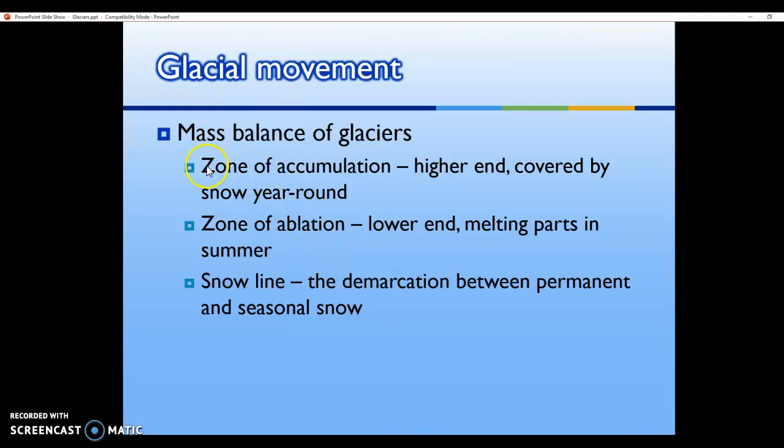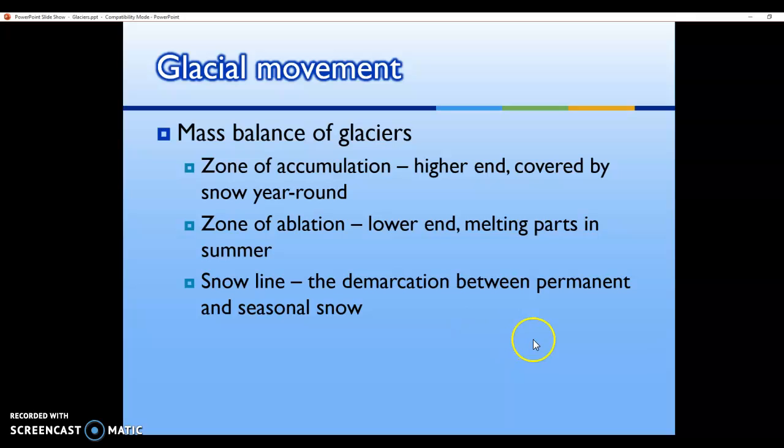Okay, and then I think these two terms, at least the first one, makes sense, the zone of accumulation. So this is the upper end of the glacier where it's covered by year-round snow. Ablation is the melting area, so lower and melting in the summer, hopefully just the summer. And then there's the line that separates those two areas, the zone of accumulation from the zone of ablation. That's the snow line. Now again, these are on the simulation, and I think it's a red dashed line, if I recall, that is the snow line.